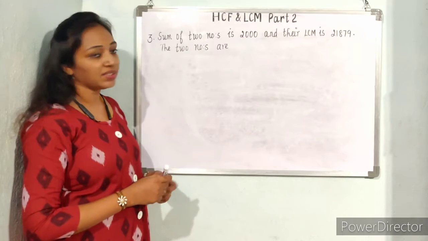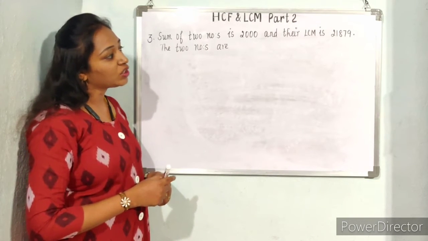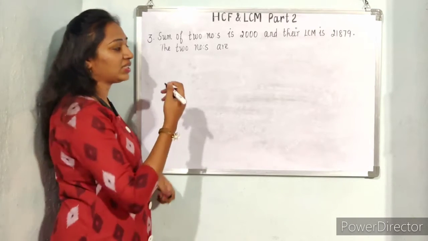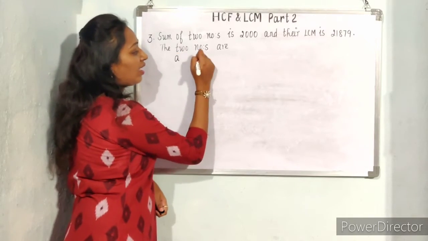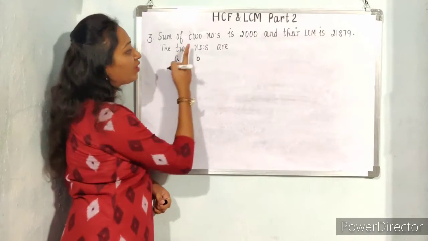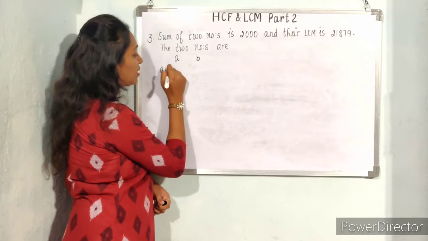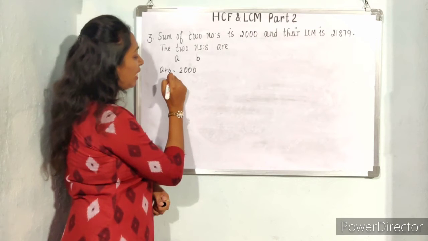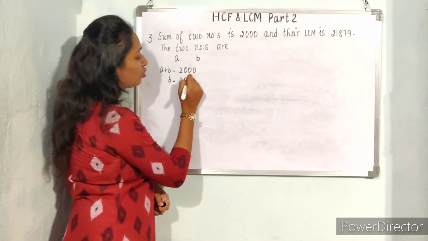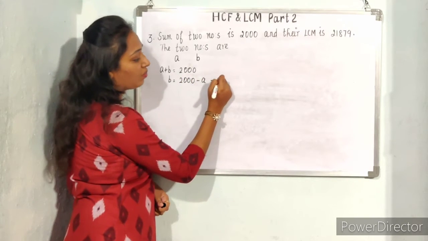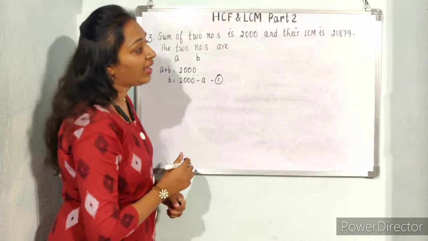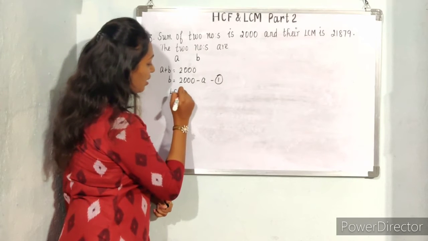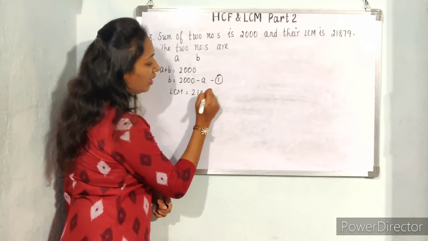The sum of two numbers is 2000 and their LCM is 21,879. What are the two numbers? So we'll start. We'll assume the two numbers as A and B, and they've given the sum of the two numbers, so A plus B equal to 2000. From this we can get the value of B: B equal to 2000 minus A. Keep this as equation 1. And they have given their LCM is 21879, so LCM equal to 21879.